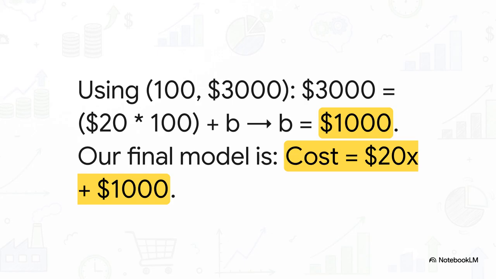And just like that, step 3 is done. We now have our predictive model. Total cost equals $20 times the number of units plus a fixed cost of $1,000. We've literally turned 2 data points into a forecasting machine.